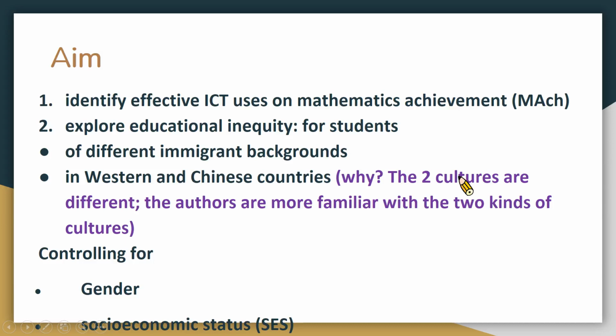or countries. Why compare the two countries? Because the two cultures are different and the authors are more familiar with the two kinds of cultures. At the same time, we will also control for gender and socio-economic status.